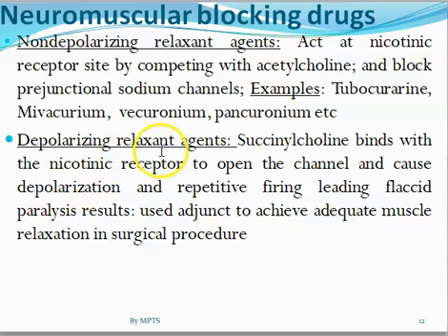Also we have depolarizing relaxant agents. Succinylcholine binds to the nicotinic receptor to open the channel and cause depolarization, but repetitive firing leads to flaccid paralysis. This block is used to achieve adequate muscle relaxation in surgical procedures, especially when they are going to do laryngoscopy or intubation, to first relax the skeletal muscles.